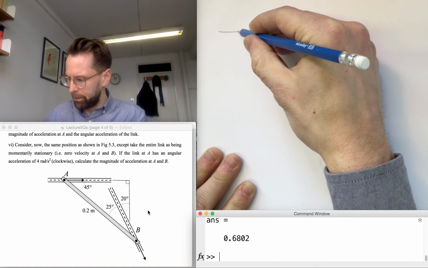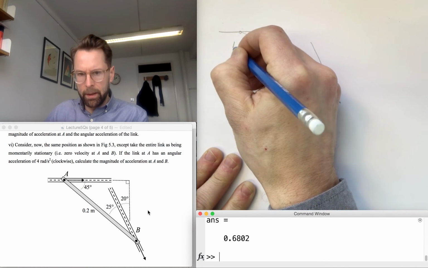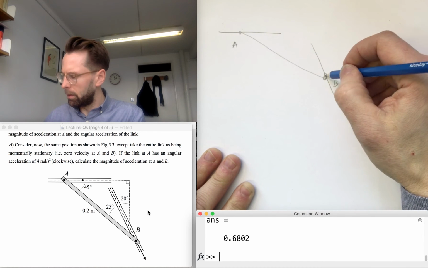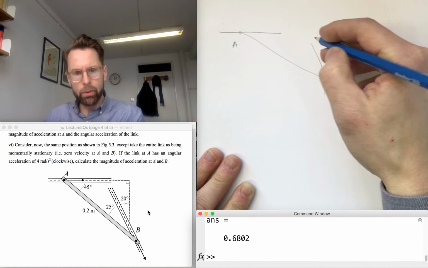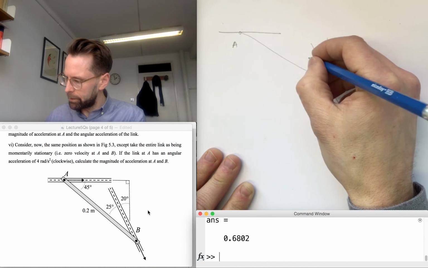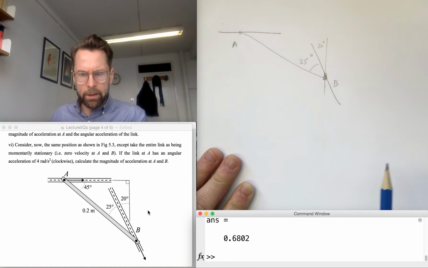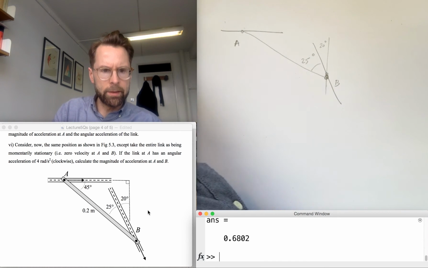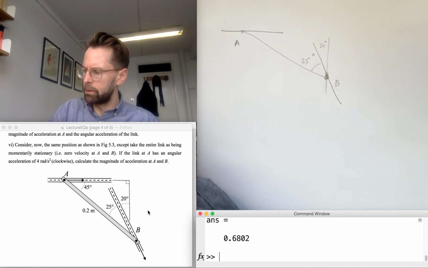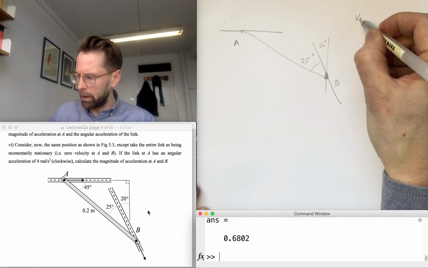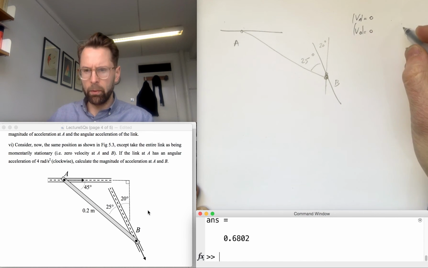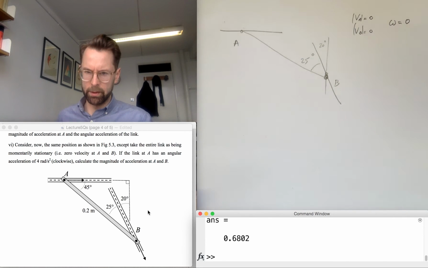Same position, A, B. Now we've got, same again, this is 20 degrees and this is 25 degrees. But this time it says it's momentarily stationary. So that means the velocity at A is equal to 0, the velocity of B is equal to 0, and also the angular velocity of the link is equal to 0.